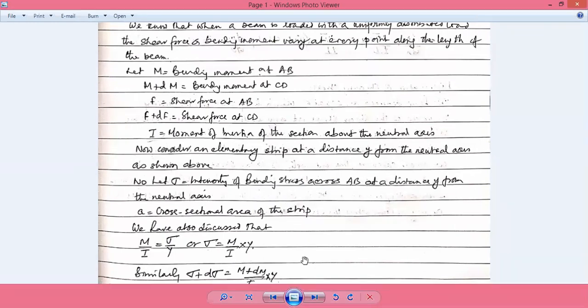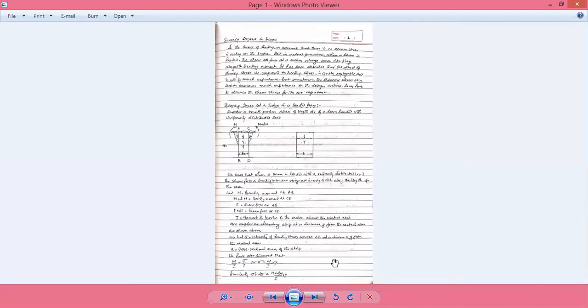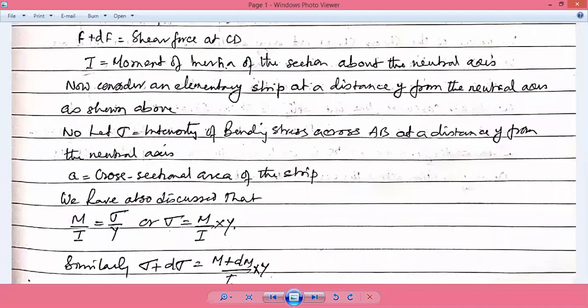Similarly, there is a change in stress. In the adjacent section CD, due to the change in bending moment from M to M plus dM, the stress changes to sigma plus d sigma. And y is the same for both sections, and the moment of inertia is the same for both sections, as both are taken from the same rectangular beam.